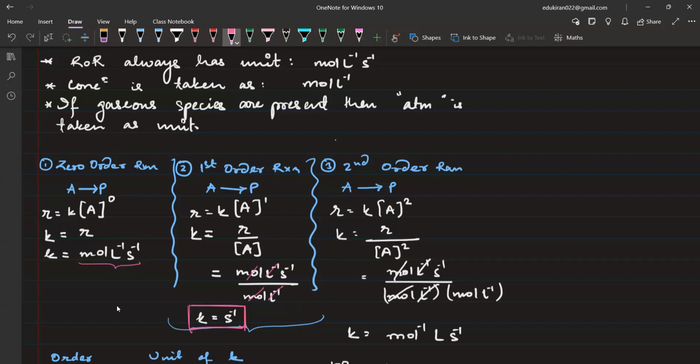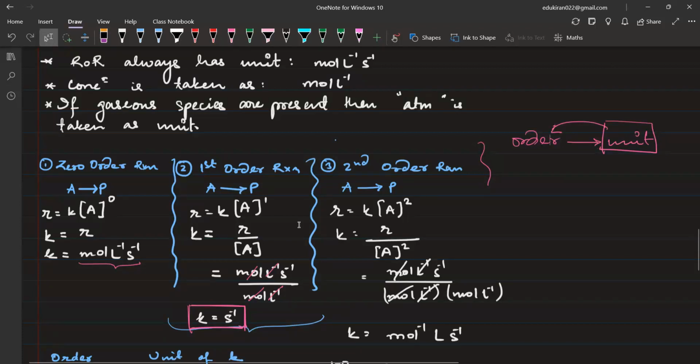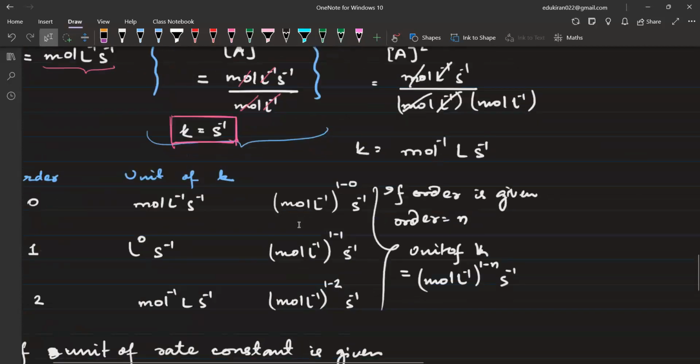Now, you should remember all three of these. There are two types of questions that can be asked. Either you will be given the order and asked the unit. Or it can be the other way around. You have been given the unit and you are getting asked about the order of the reaction. Okay, so now look carefully. We have a list here.